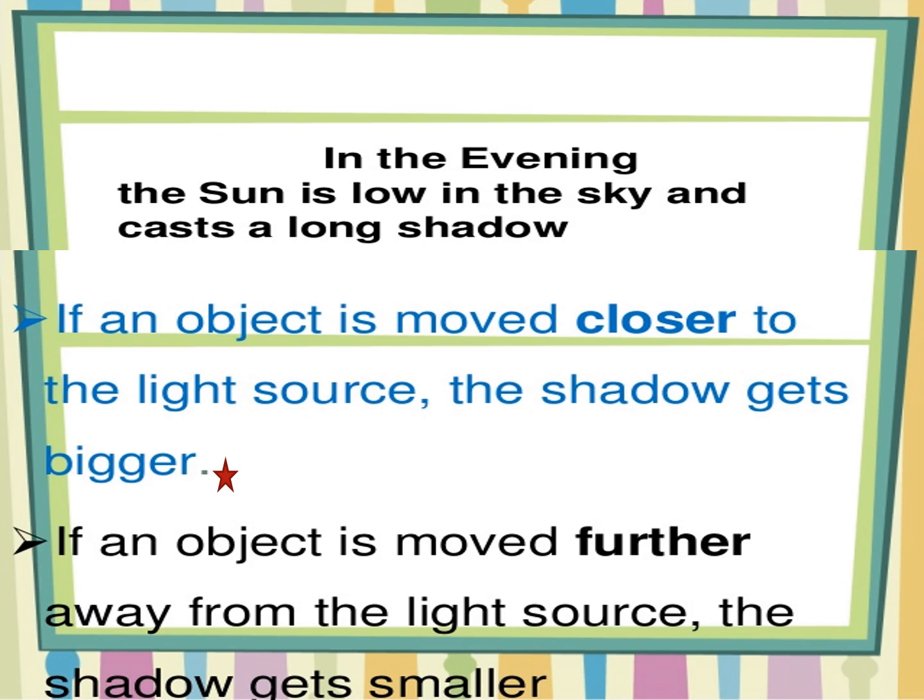In the evening, the sun is low in the sky and casts long shadows. So in the evening, we will have long shadows also.